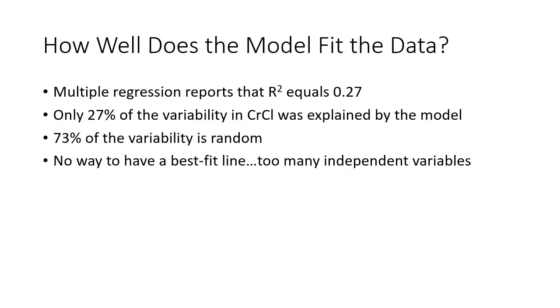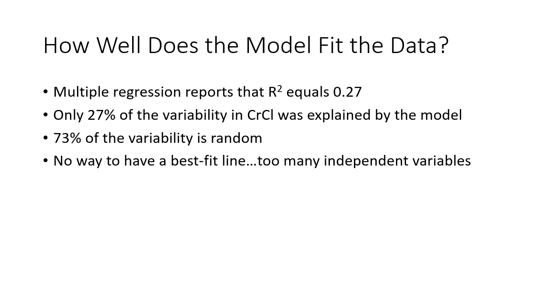Now, when you're looking at how well the data actually fits that model, the multiple regression report had an R-squared value of 0.27. So what does that mean? That means only 27% of the variability in the creatinine clearance was explained by the lead concentration. So while lead is important, it's not the whole story, right? You're going to find that the other independent variables also have an R-squared value associated with them.